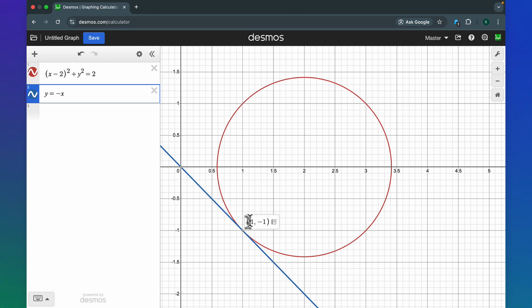But essentially, this is how we deal with it: if they say tangent, if they say one point of intersection, remember your determinant. Once you combine these two formulas into one, the determinant for that resultant quadratic should be equal to 0.